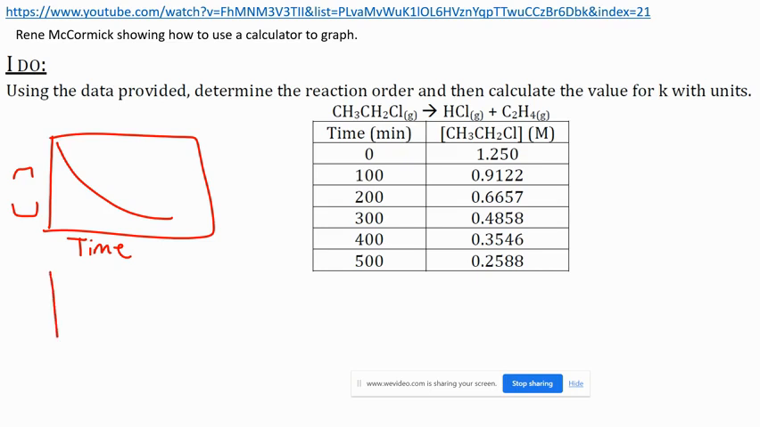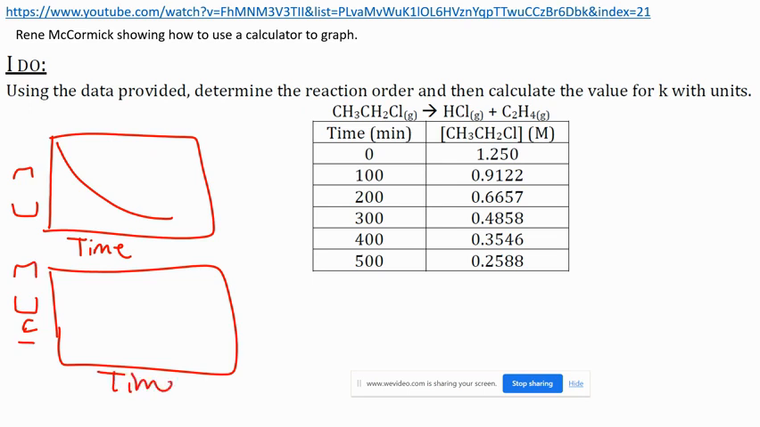Then you were supposed to do the natural log of that concentration versus time, and you would have found that that is a straight line. There is a further step to do where you can do 1 over concentration versus time. If that's a straight line, then it would be the second order. Since this one ended up being a first order, don't waste your time going on and doing the next step.